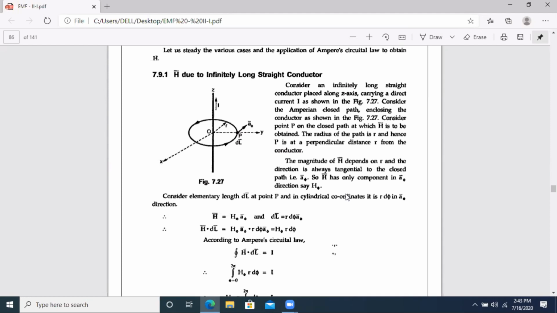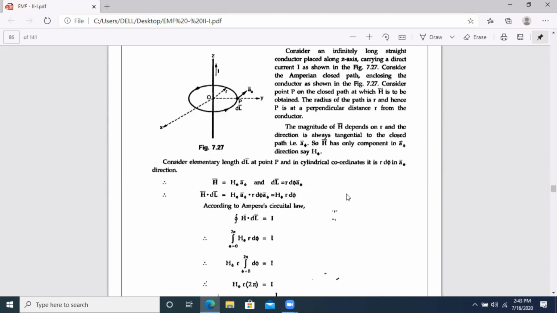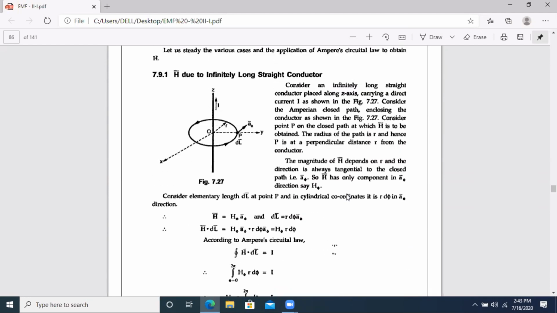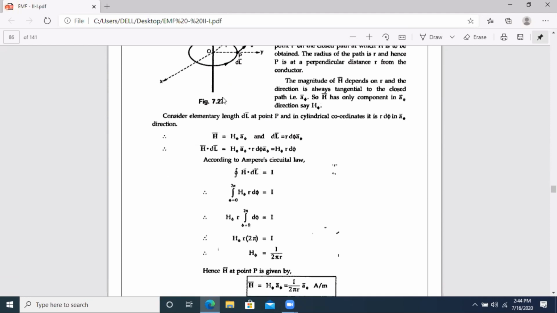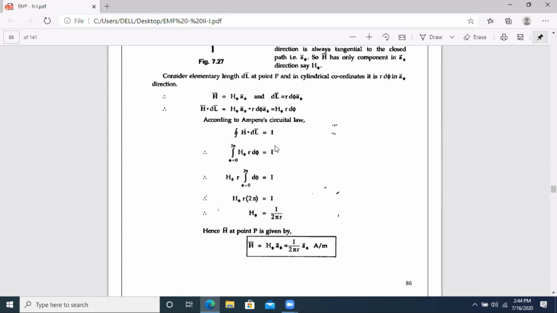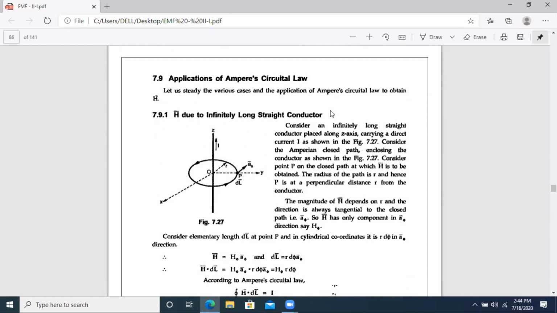So look at this though. H due to an infinitely long conductor, which we did one whole heap of integration for. Remember, brethren and sisters, we did a lot of integration to get H for an infinite long conductor earlier in the class. Now, we're going to use Ampere's law. So, elemental length dl. Consider an infinite long straight conductor placed along the z-axis carrying a direct current I as shown in the figure.